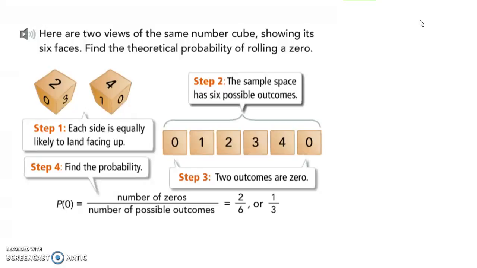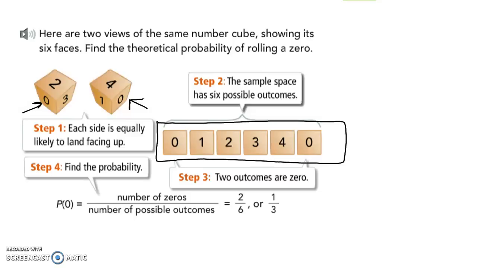Okay, let's try this example. They already have it worked out, so just read through it with me. It says, here are 2 views of the same number cube showing its 6 faces. Find the theoretical probability of rolling a 0. Well, we see of its 6 faces, we see one side right here that has a 0, and then another one that has a 0. From the sample space, these are the 6 sides right here on the number cube. How many of those do we see are a 0? There are 2 sides that have a 0.